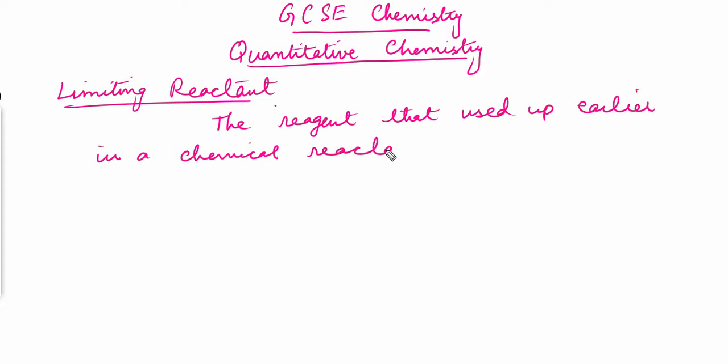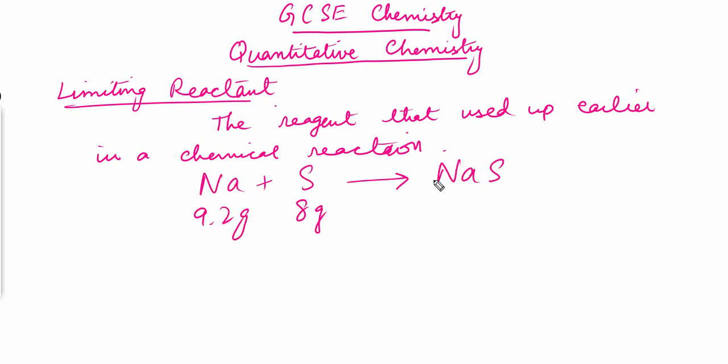So such a reagent is called the limiting reactant. Alright, so this is the formal definition of the limiting reactant. In order to understand it, let's go over an example. Here we have a chemical reaction. In this reaction, 9.2 gram of sodium is reacting with 8 gram of sulfur to produce sodium sulfide, and we have to judge which one is the limiting reactant, either the sodium or the sulfur.